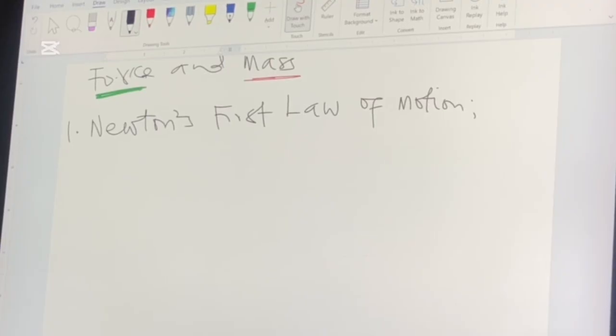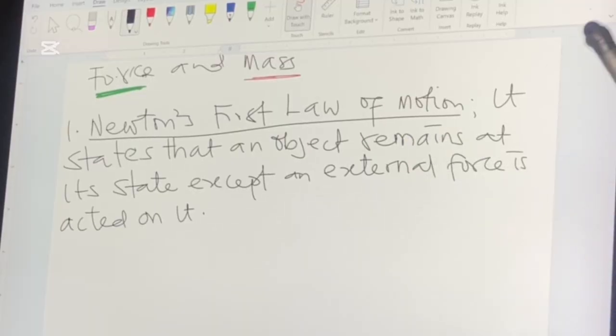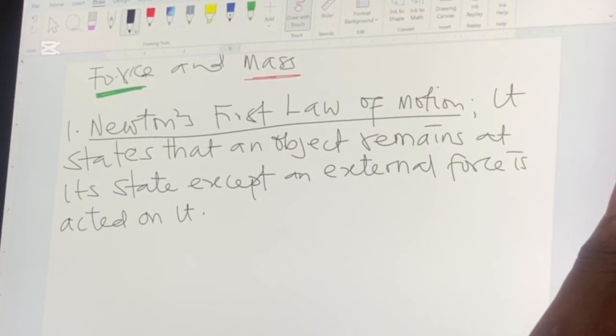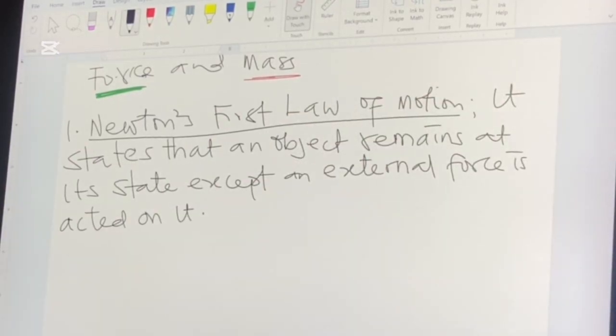Before we solve a question here, class, let's know the statement. Please write. It states that an object remains at its state except an external force is acted on it. Newton's first law is also known as the law of inertia.